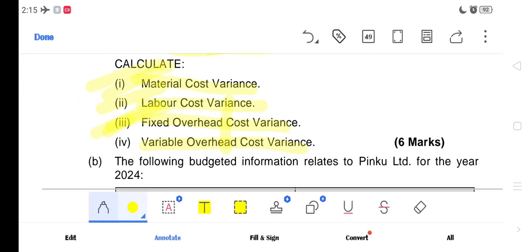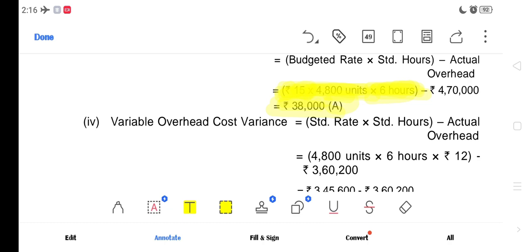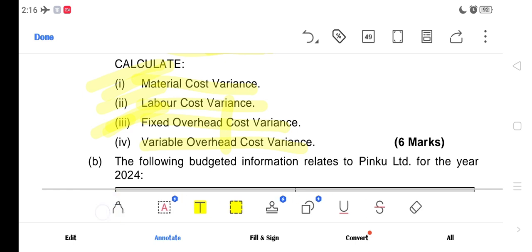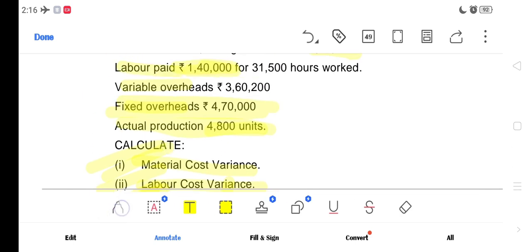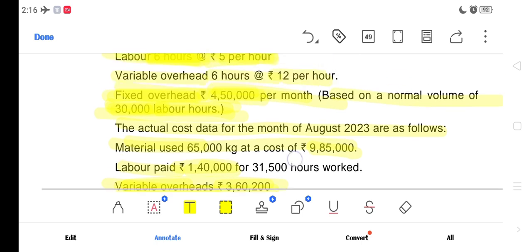Now variable overhead cost variance. What is the formula of that? Variable overhead cost variance, standard rate into standard hours minus actual overheads. Directly in the question they have given variable overhead. How easy a question he has given. All the data he has directly given. Actual variable overheads he has given directly as 3,60,200. So we have to generate the standard overheads data.